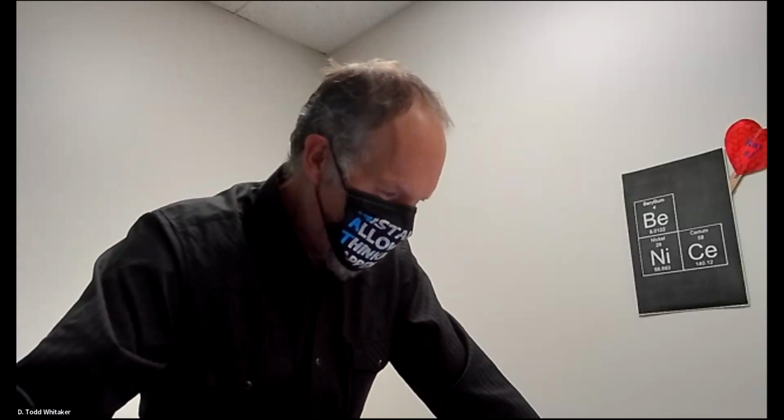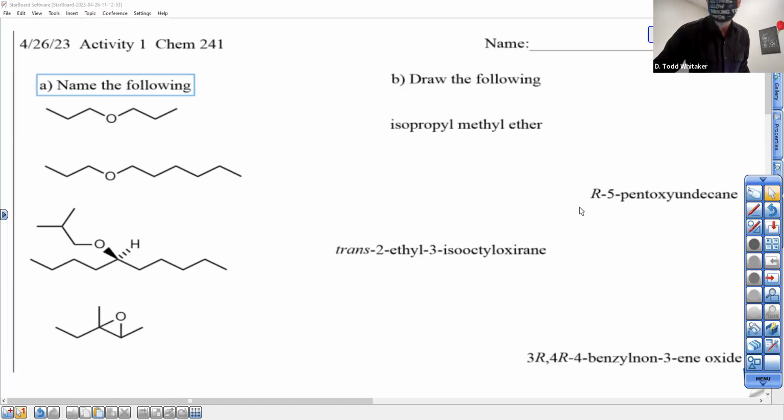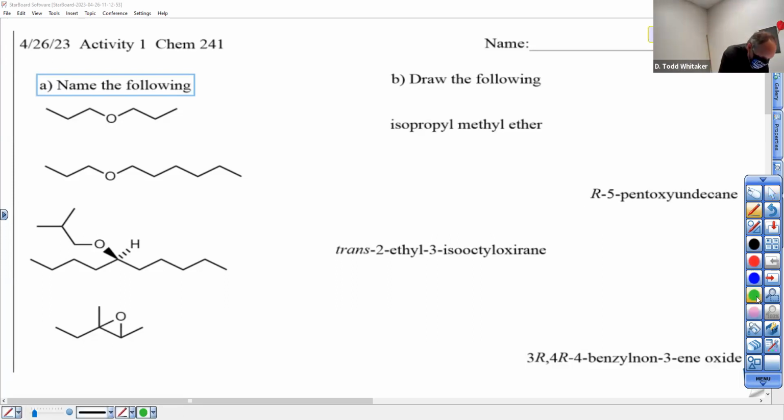So here we go. Chapter 11, we're not going to do very much of it, just what I think is the essential parts to get you into Chem 242 with sound skills. We do have to name things. A student already named this first one for me. He just threw it out there. He said dipropyl ether. That is one of the names, and that is the common system.